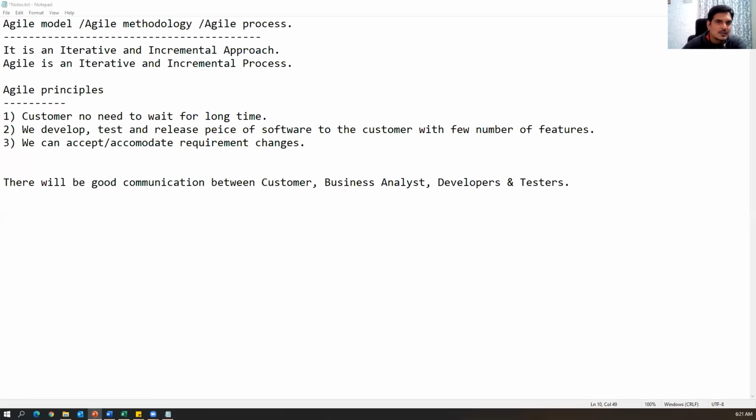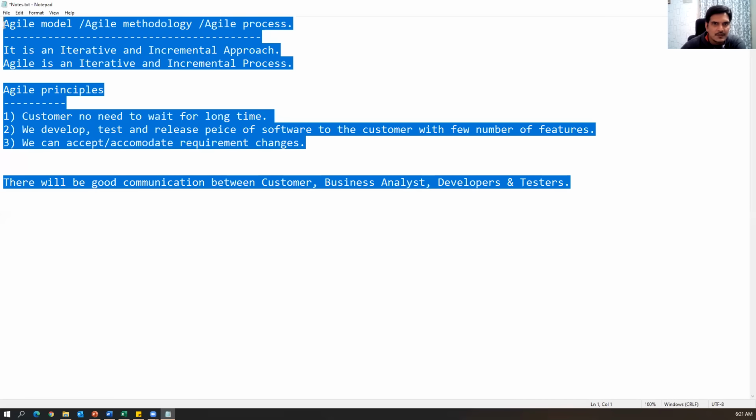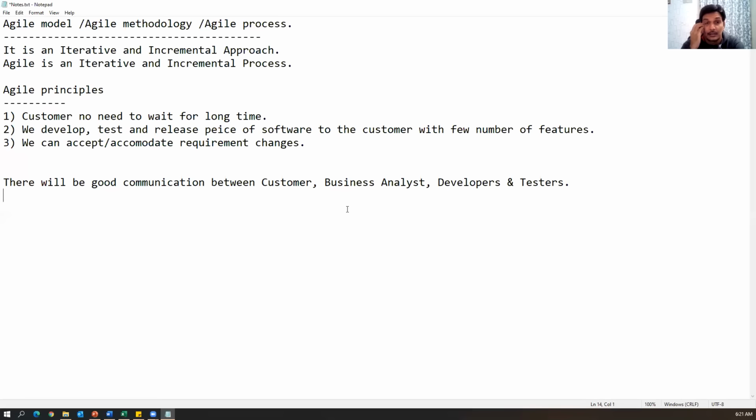Now, let me talk about the advantages and disadvantages of agile. And one more thing is, in the agile process, delivery is very fast, guys. Within 2 weeks or 3 weeks we will deliver a piece of software to the customer. So delivery is very fast in the agile process compared to other process models. Okay, so now let us see what are the advantages and disadvantages in the agile process.